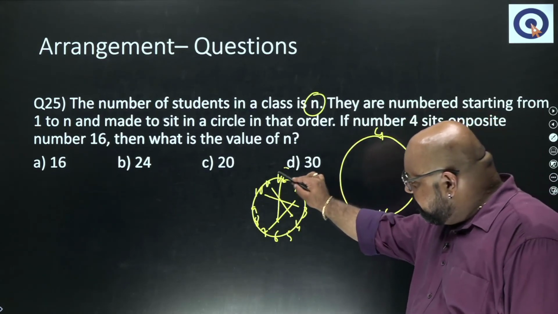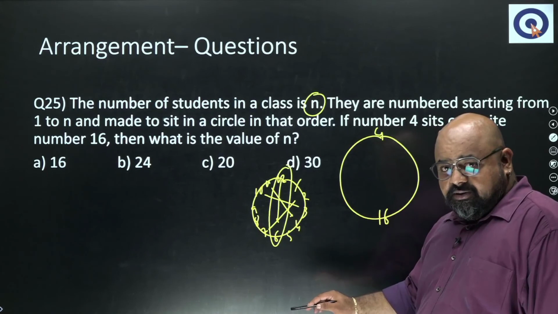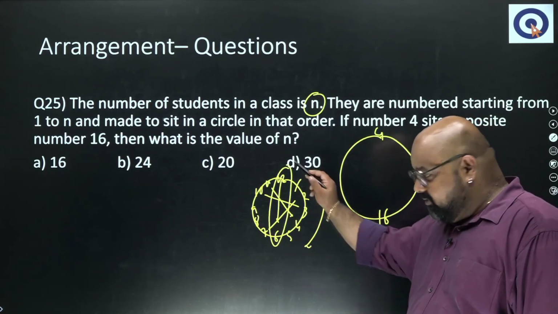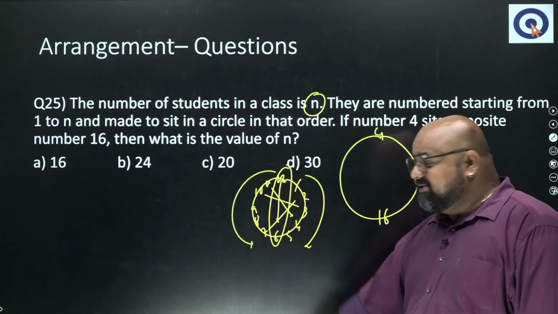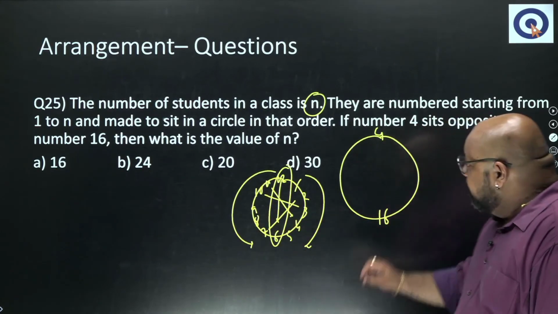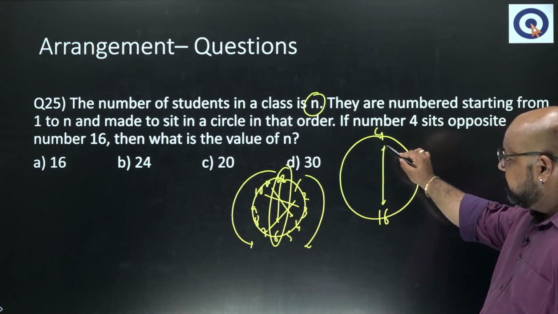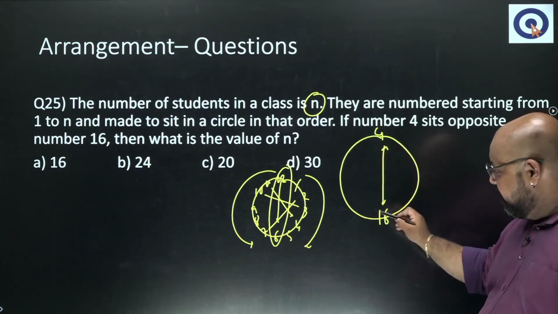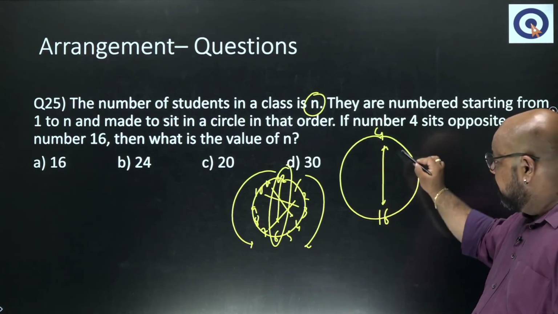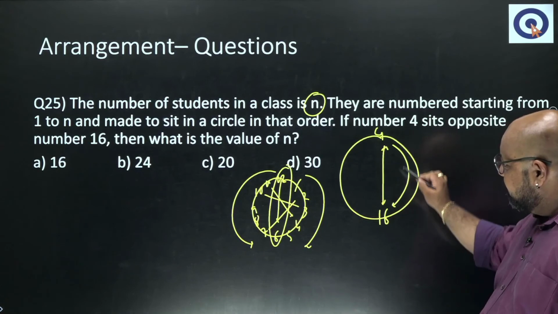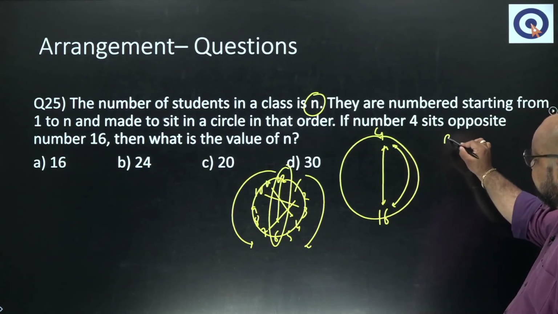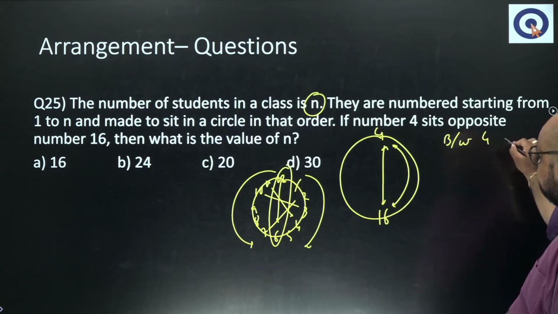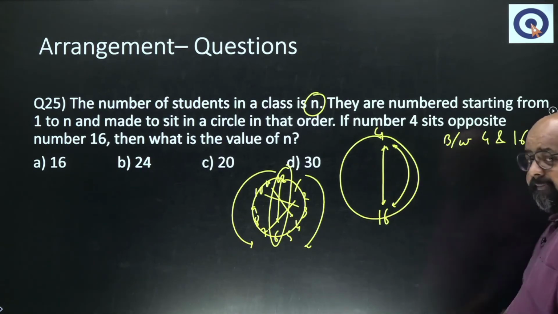But what will always happen in a circle is, if I take two diametrically opposite values, the number of people on either side will be the same. These are two diametrically opposite values. I do not know how many people are sitting on this side because I do not know till where I have to count. But the number here is constant, right? How many numbers will be sitting between 4 and 16?